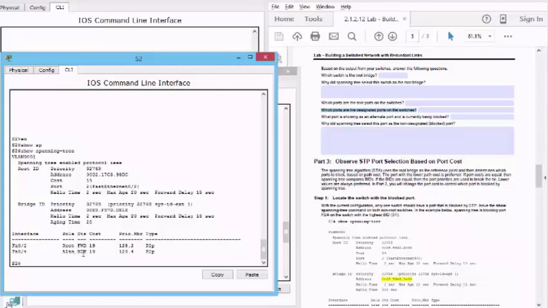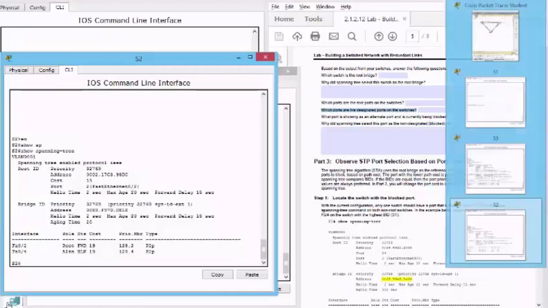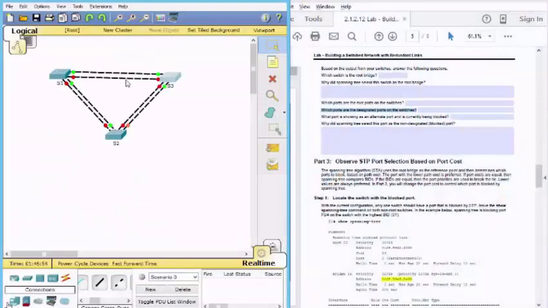One is a block port, that's Fast Ethernet 04, and Fast Ethernet 02 is the root port, because Fast Ethernet 02 is closest to the root bridge. This is switch 2. So 02, this port is the closest to the root bridge, and this is why Fast Ethernet 02 is the root port.